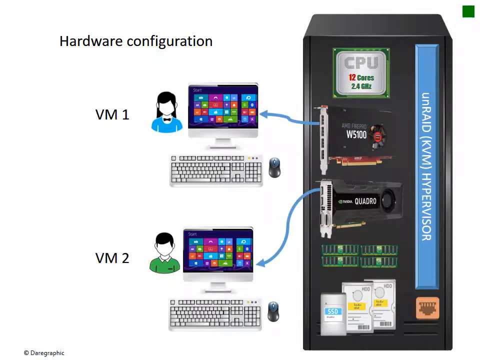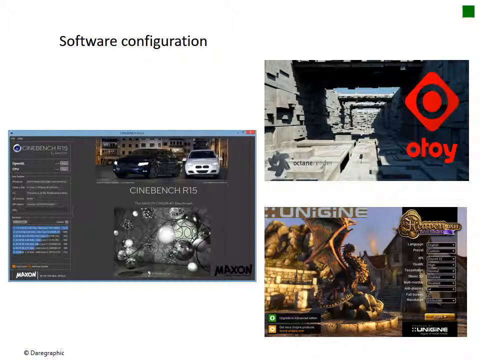The 2 GPUs are installed in their PCI bus connectors, then displays are attached, as well as a keyboard and mouse for each VM. Remember that pass-through GPUs are visible only when connecting a display directly to the graphics card connector. The applications tested in this example are Octane Render Benchmark by Otoy, Cinebench by Maxon, and Heaven Benchmark by Unigine.